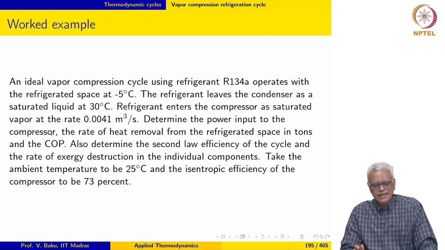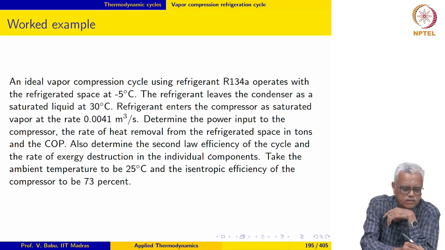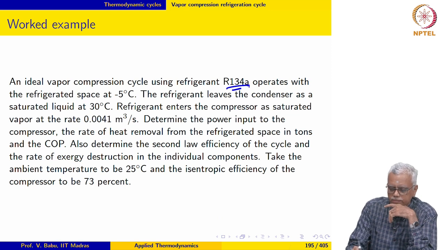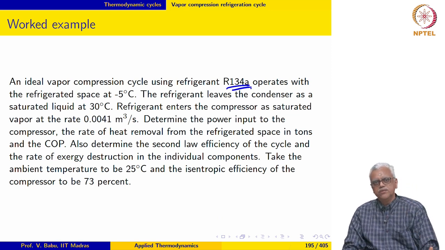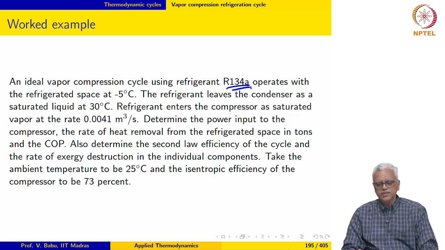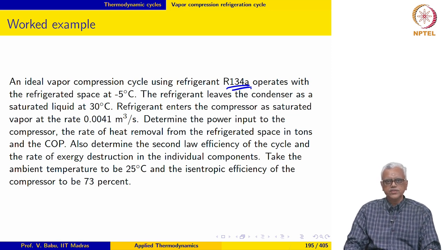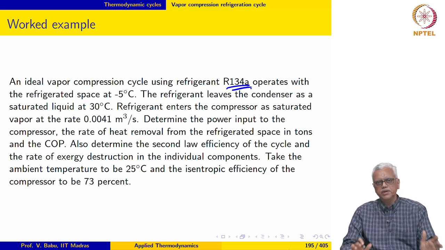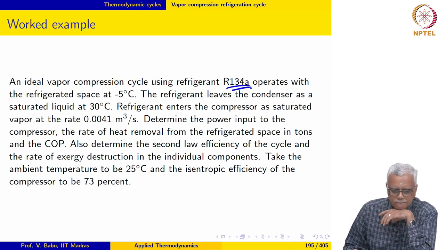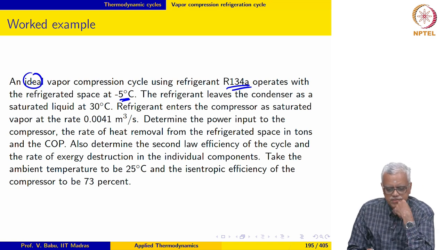Let us go through a worked example now. So, an ideal vapor compression cycle using refrigerant R134a. We no longer use R134a because it is not environmentally friendly. We have much better refrigerants now, but we use R134a in the course for purposes of illustration only. This can be replaced with any other refrigerant once the property values in the property tables are available. Okay. So, here it is given that this is an ideal vapor compression refrigeration cycle.